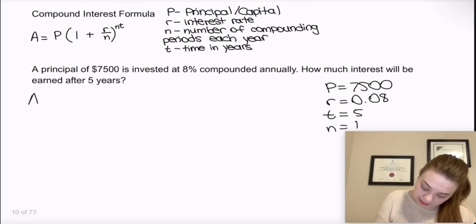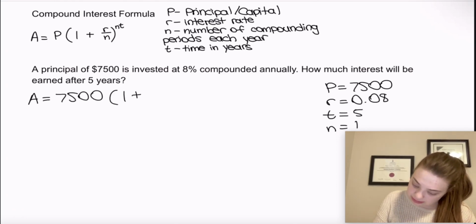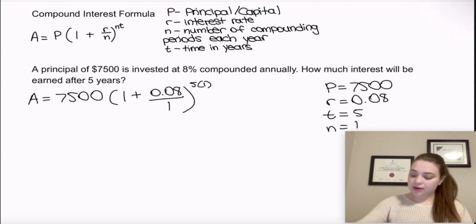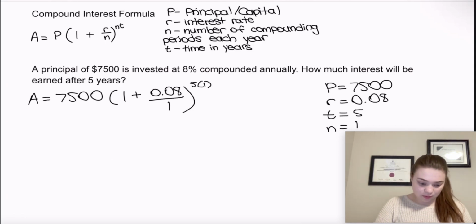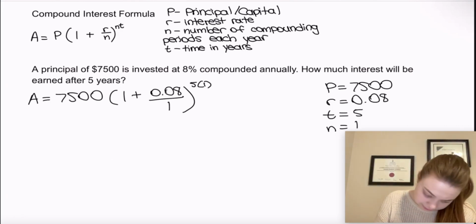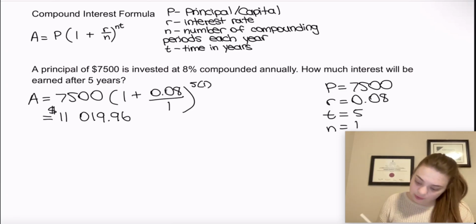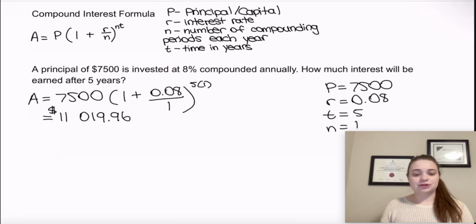So therefore, the total amount accrued after 5 years would be equal to 7,500 times 1 plus 0.08 over 1, to the power of 5 times 1. So if I grab a calculator, let's do that. 1.08 to the power of 5 times 7,500 gives us $11,019.96. Now the question asks how much interest was earned after these 5 years.